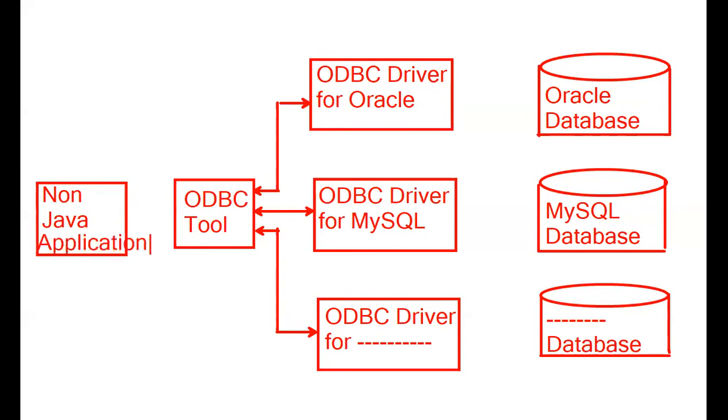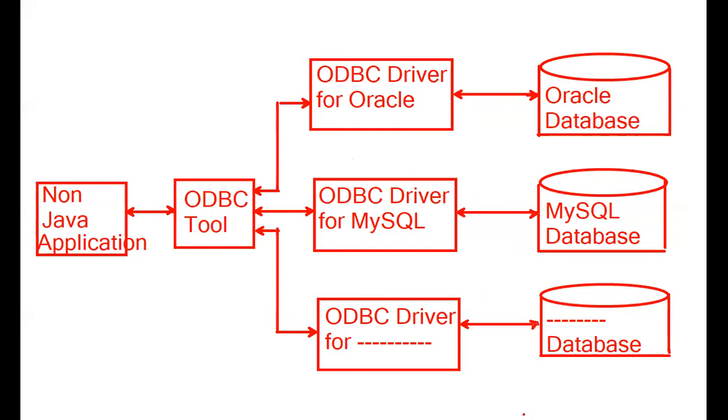Non-Java application. This non-Java application connects to ODBC. After that, they select one driver, suppose Oracle. Then they connect to Oracle. Then communication is possible. Whatever instruction the non-Java application passes comes to the tool, and through this driver it is passed to the database. Like that, they did transactions with the database.